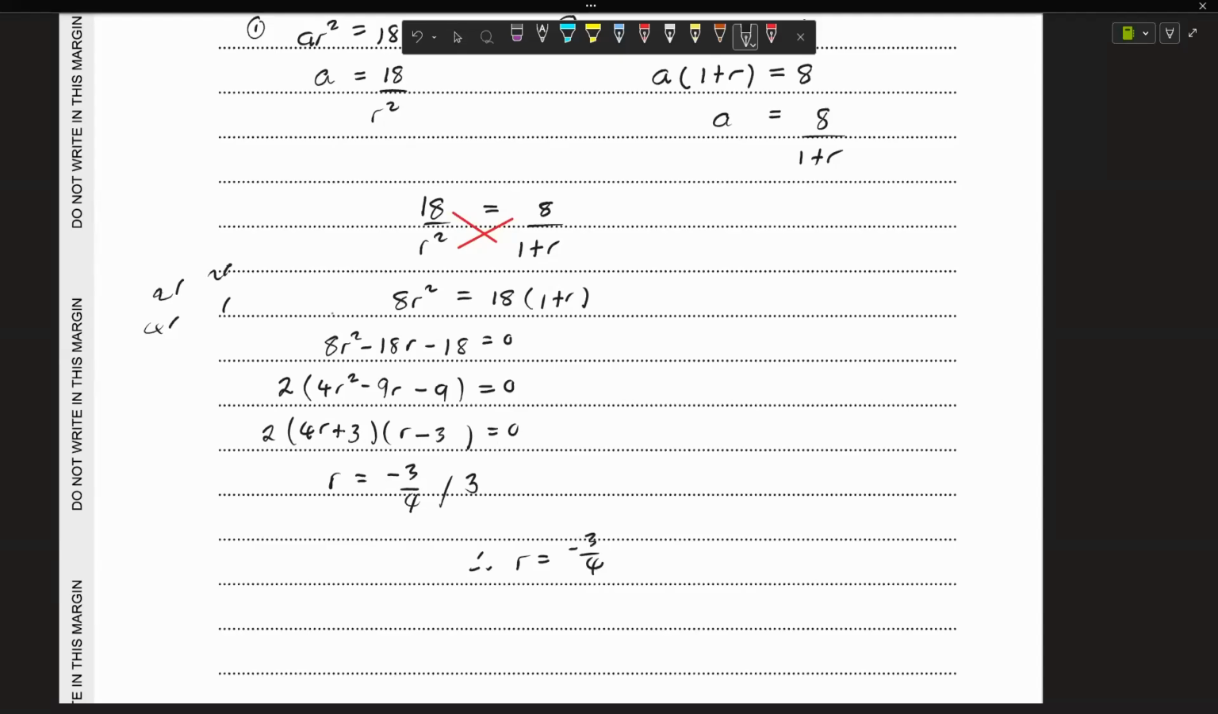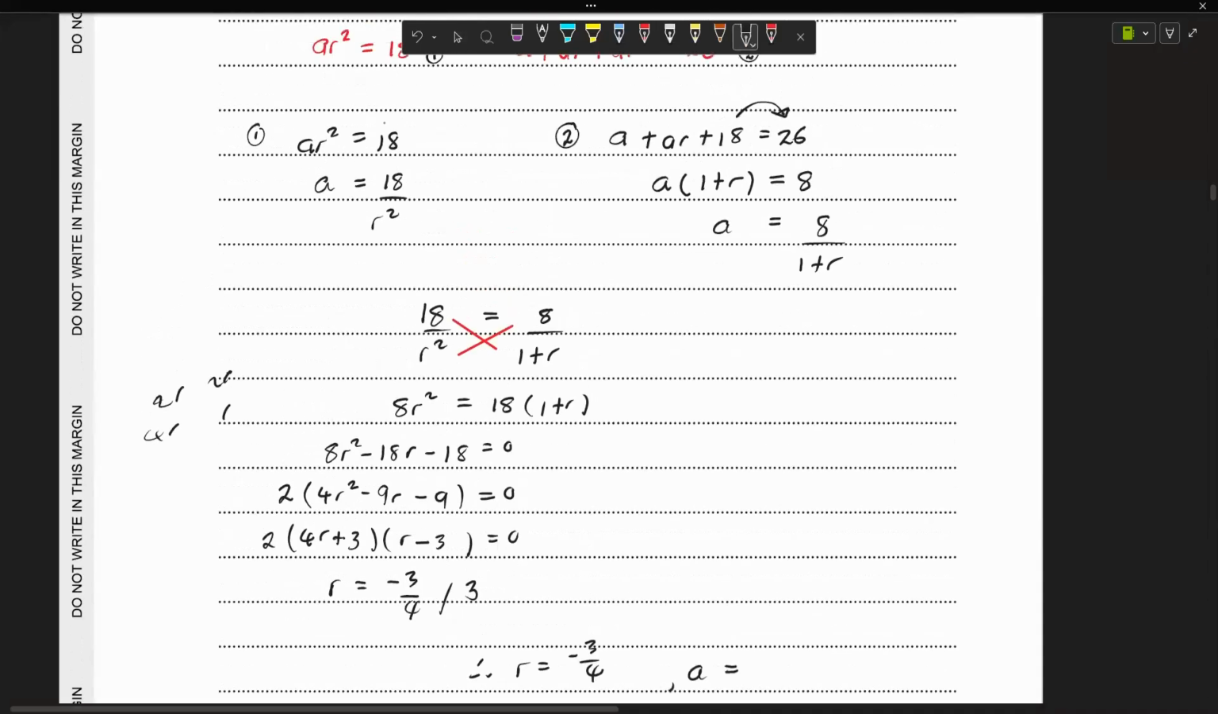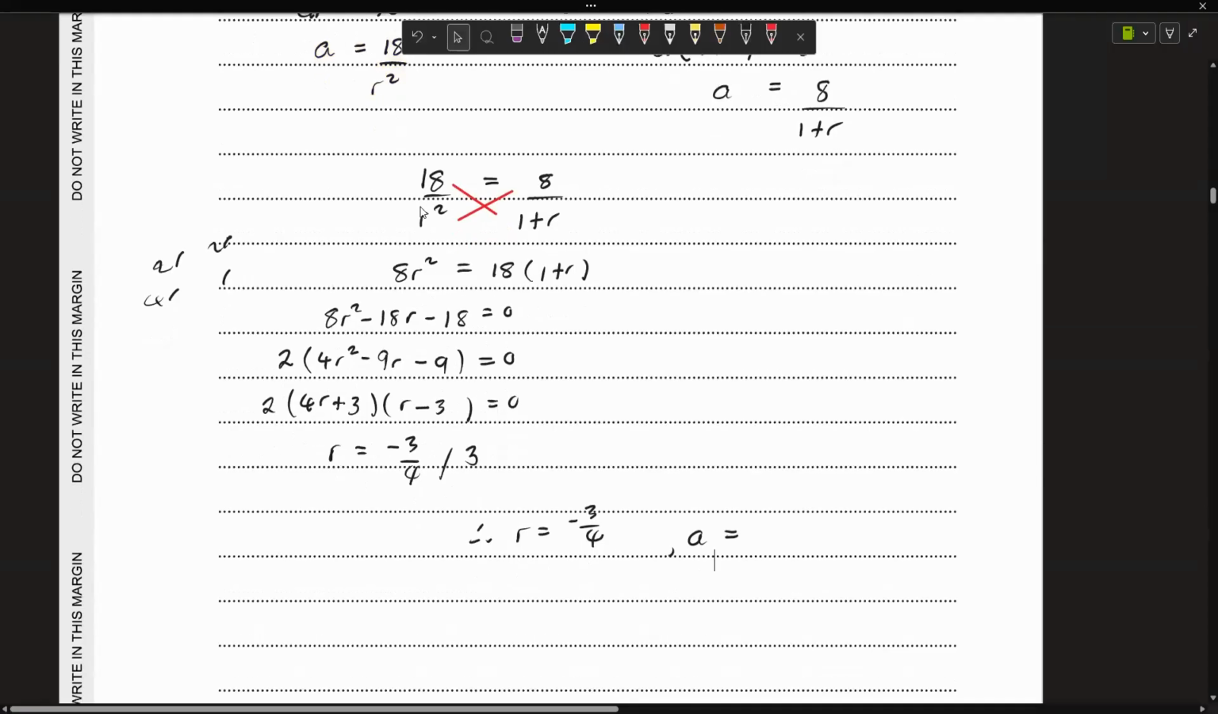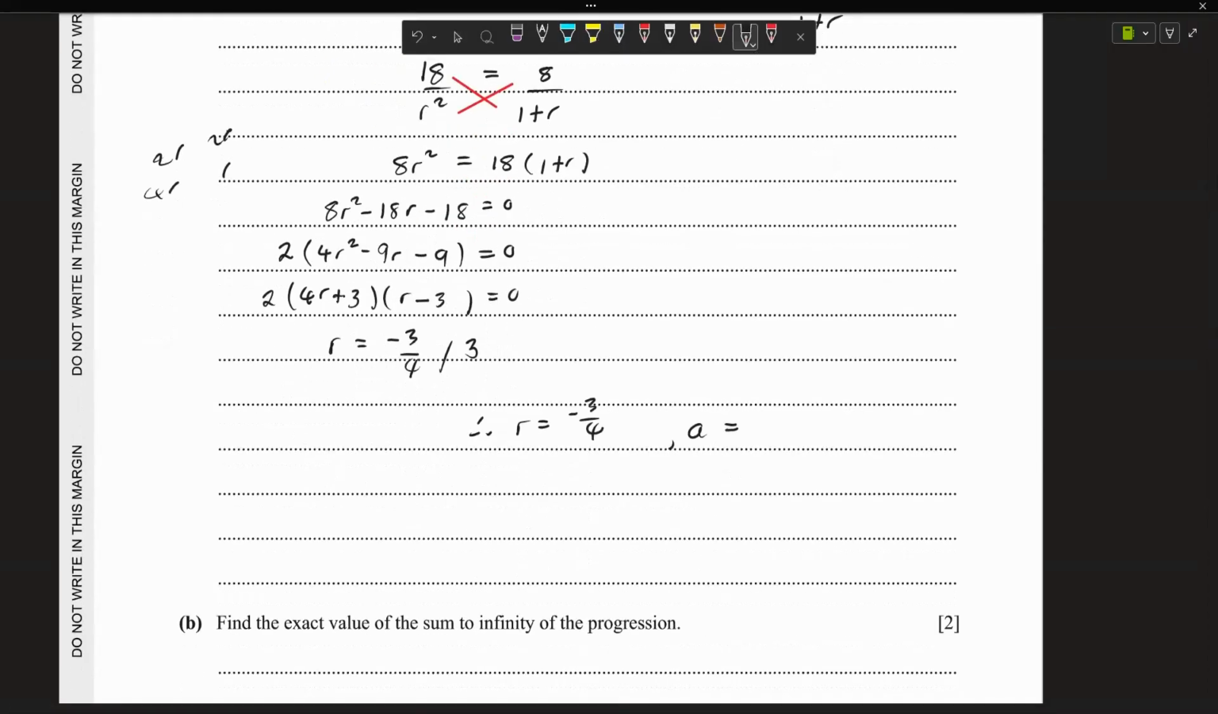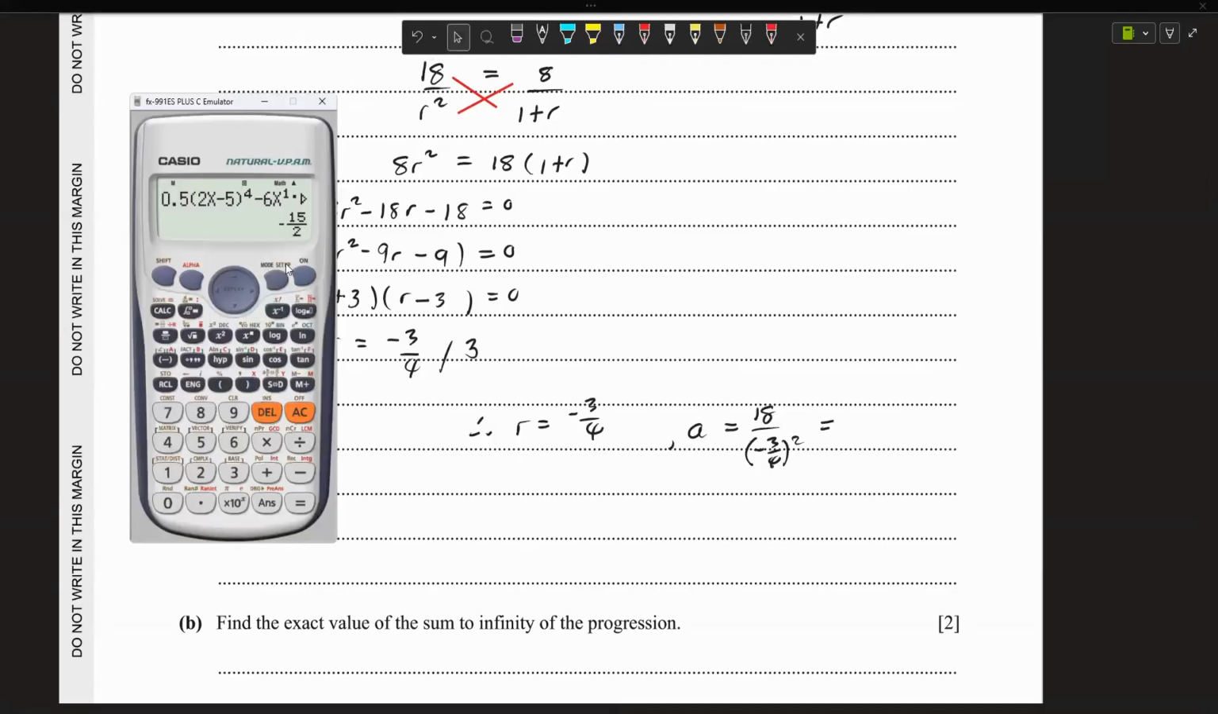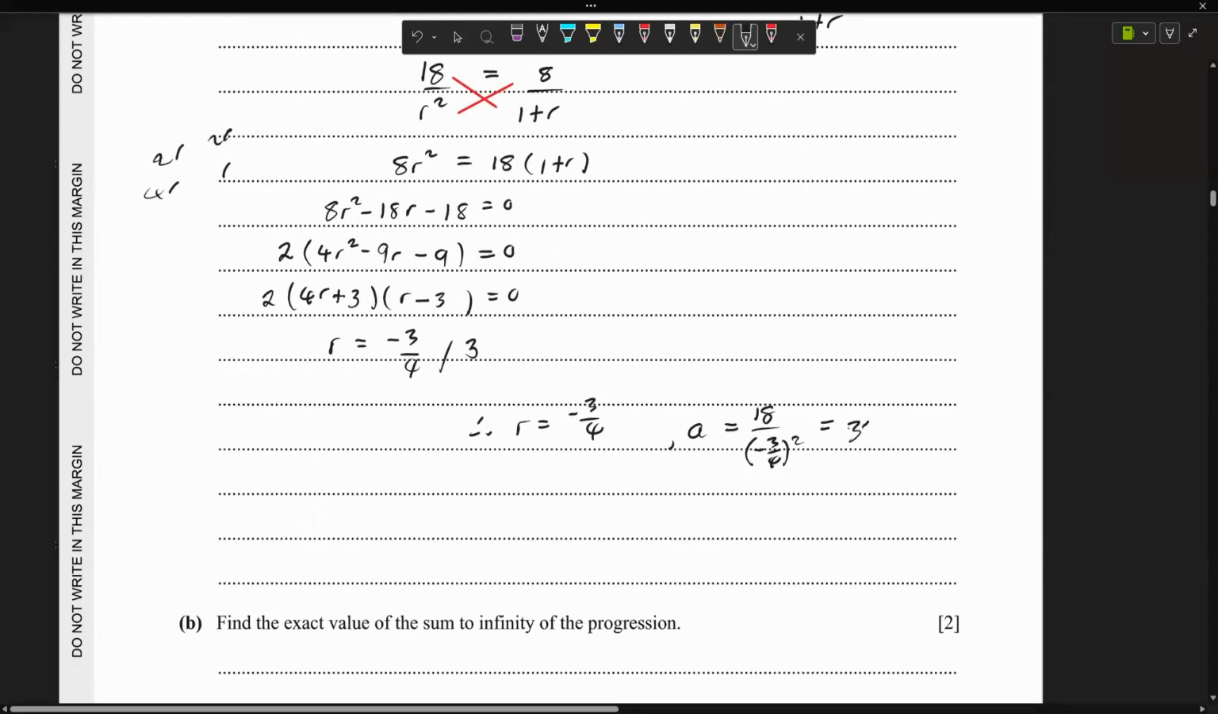Now it's easy for us to get A. Remember, from this particular equation, A is 18 over R squared. So we'll say 18 over negative 3/4 squared. I'll just use my calculator for this. So that's 18 divided by 0.75 squared, and that is giving me 32. So A is 32 here.